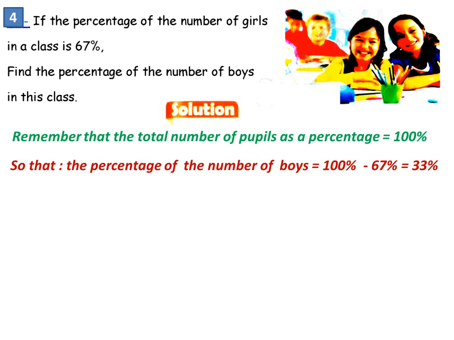Okay. To make sure of your results, we will add 33% plus 67%, which will give me 100%. The percentage of the number of boys plus the percentage of the number of girls will give me the total number, which equals 100. Okay.